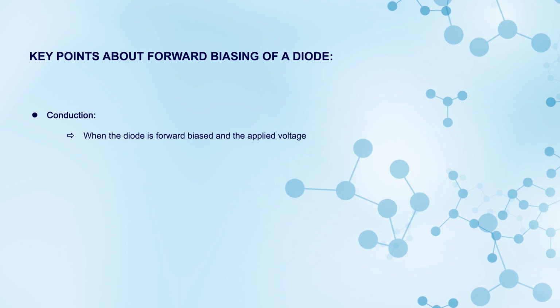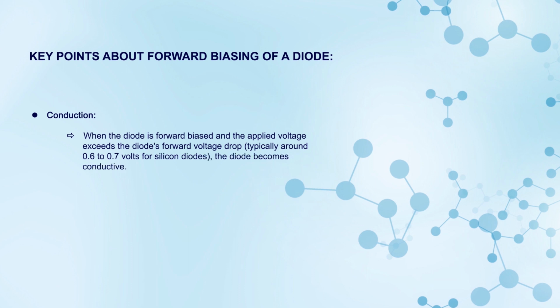First is the conduction. By applying the forward biasing, the conduction process gets started in the diode. When the diode is forward biased and the applied voltage exceeds the diode's forward voltage drop, typically around 0.6 to 0.7 volts for silicon diodes, the diode becomes conductive. Once the barrier potential is overcome by applying the external source, the diode starts conducting.